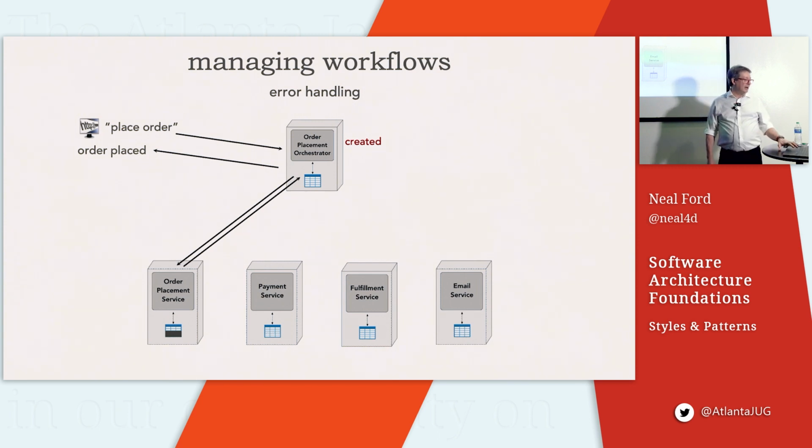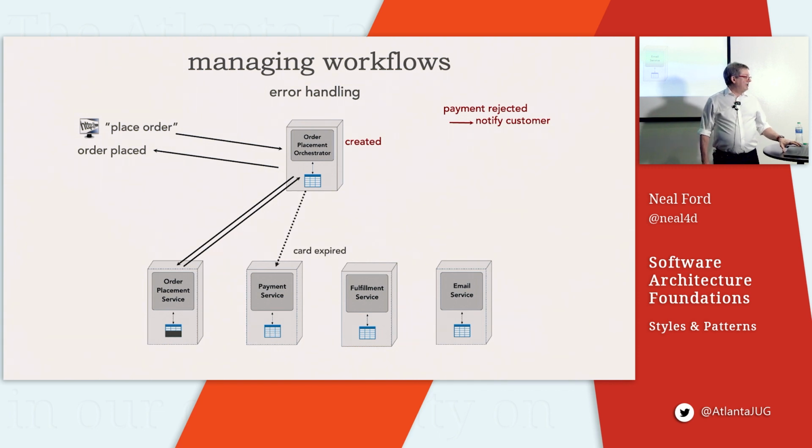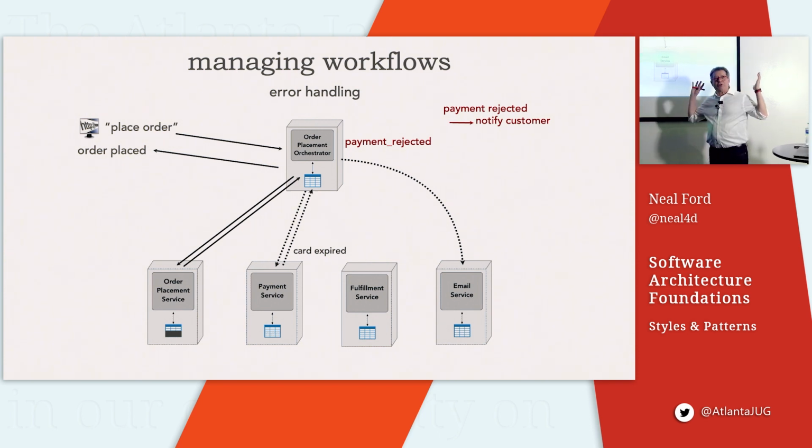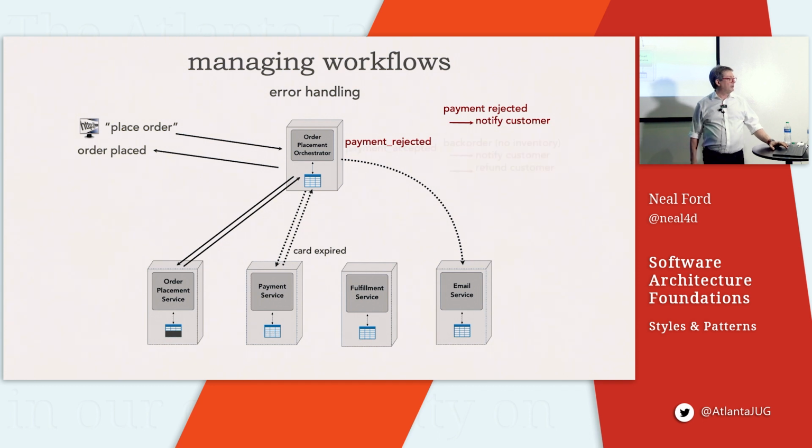So let's talk about error handling here and what happens if the payment is rejected. Well, if payment is rejected, now I'm in a different state for payment rejected, and now I have to send a different error message from the orchestrator to the email and say, hey, I'm sorry, the credit card's expired, would you update it, etc. What the problem is.